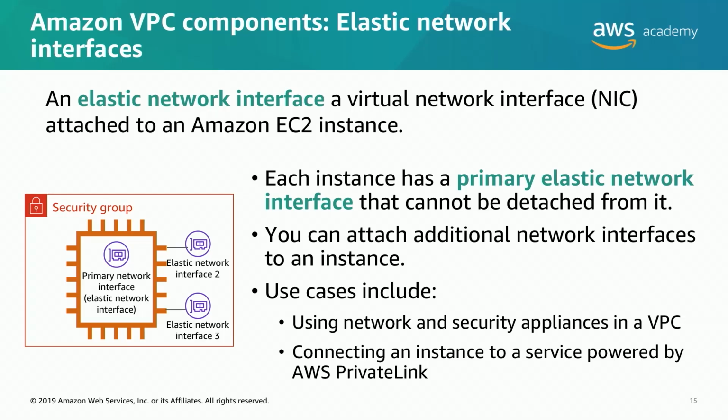Two reasons you might need multiple network interfaces are listed here. First, some network and security appliances prefer to be configured with multiple network interfaces. Examples of these appliances include load balancers, network address translation or NAT servers, and proxy servers. You can create and attach secondary network interfaces to instances in a VPC that run these types of applications. You can also configure the additional interfaces with their own public and private IP addresses and their own security groups.